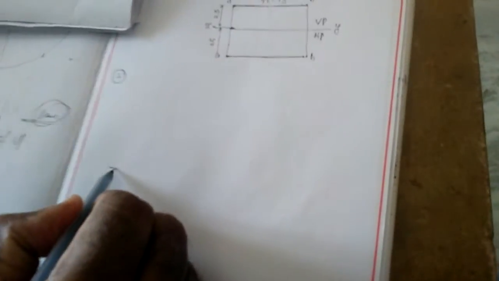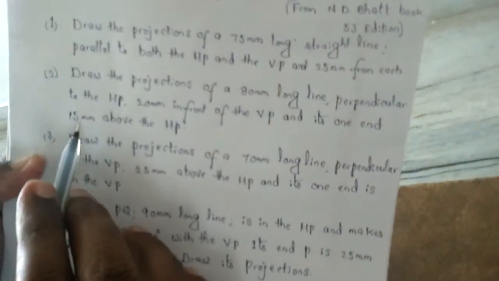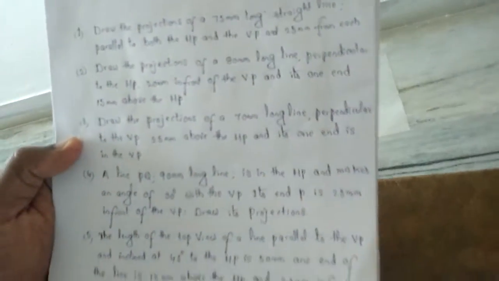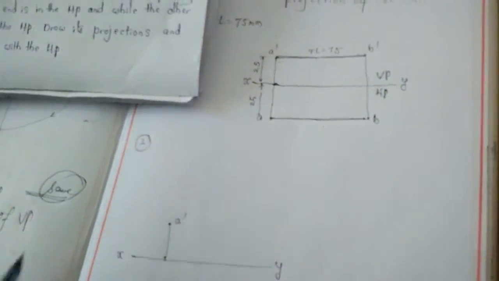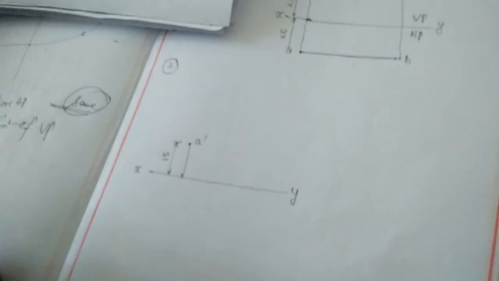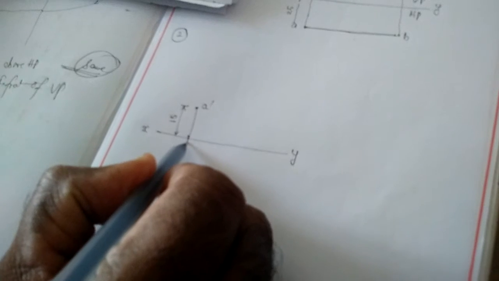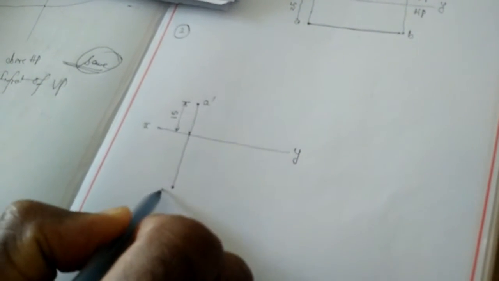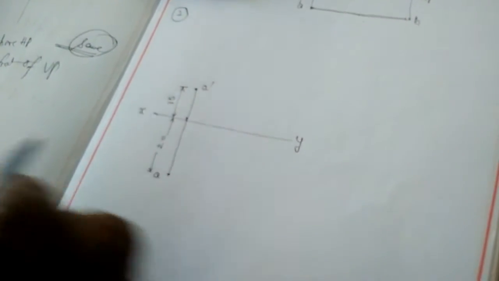That's why first you want to take the XY line as usual. This is the reference line. First put one point here. One end A is 15 millimeter above HP. That's why here you take 15 millimeter above. This is A dash. This gap is 15. So this is 15 millimeter above HP, 20 millimeter in front of VP. So this is A, and this gap is 20 millimeter in front of VP.